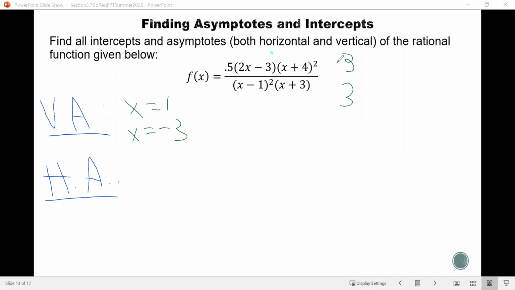And so what that tells us is that the horizontal asymptote will be at the ratio of the leading coefficients of the numerator and the denominator. For the numerator, the leading coefficient would be 0.5. In the denominator, it would be a 1, since there's nothing here. So the ratio of those leading coefficients would be 0.5 over 1, which just equals 0.5. So the horizontal asymptote should be g of x equals 0.5, or 1/2.